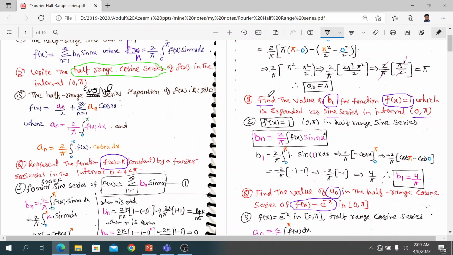Next question: find the value of b1 for the function f of x equal to 1, which is expanded as the sine series in the interval 0 to pi.